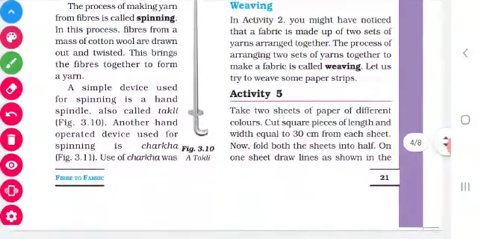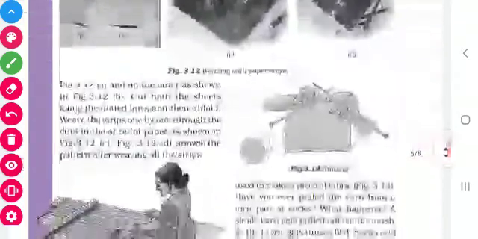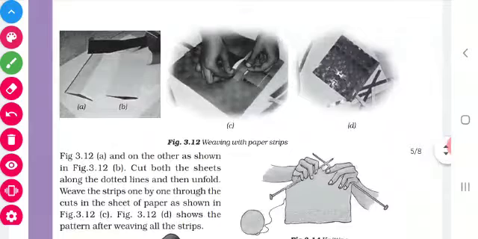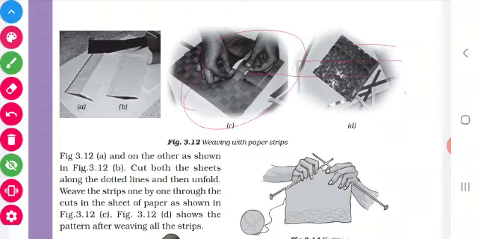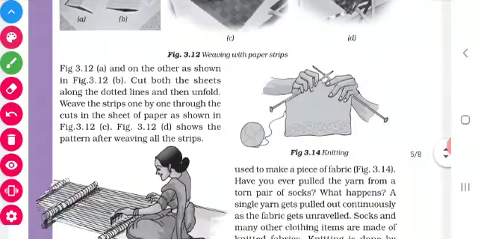Now let us see what weaving is. All of you take your pencil and underline: the process of arranging two sets of yarns together to make a fabric is called weaving. See the next figure. They are taking two paper strips and converting them into a useful mat. Like that, they take two sets of yarns and change them into fabric. So this is weaving.